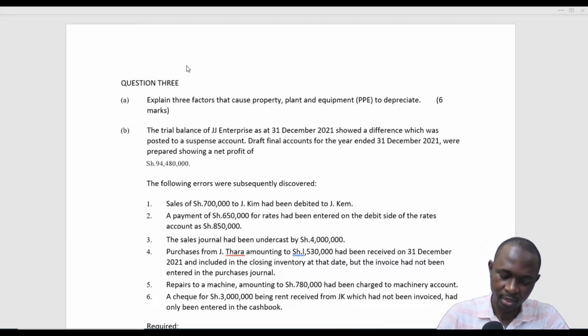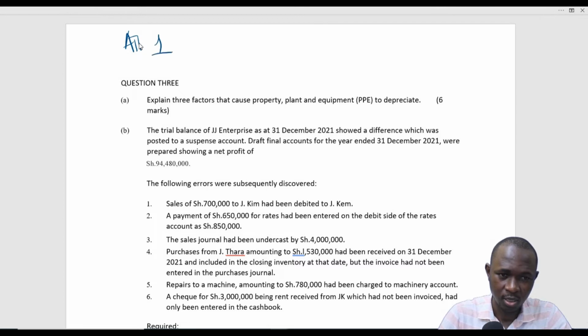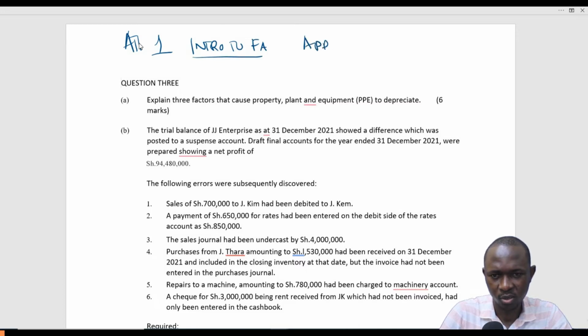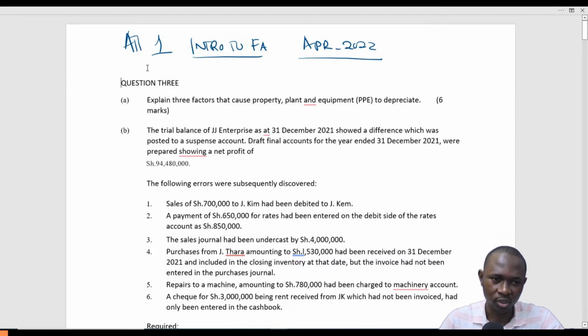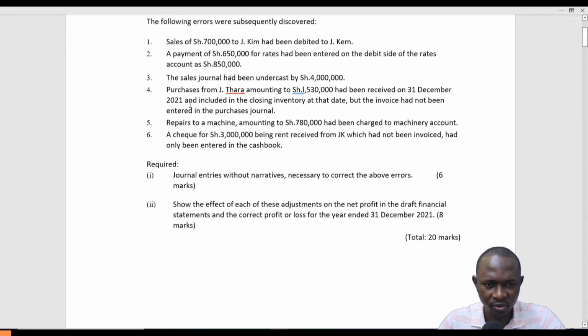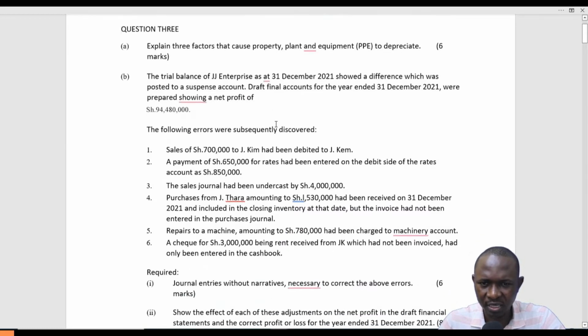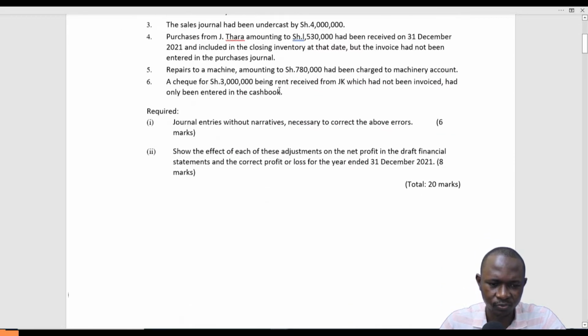This is ATD 1, an introduction to financial accounting, April 2022 paper, question 3. So that is the question. Let's do it very fast. Explain 3 factors that cause property, plant, and equipment to depreciate.